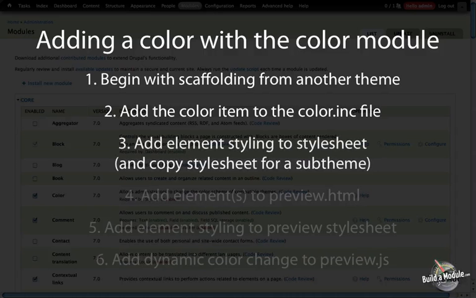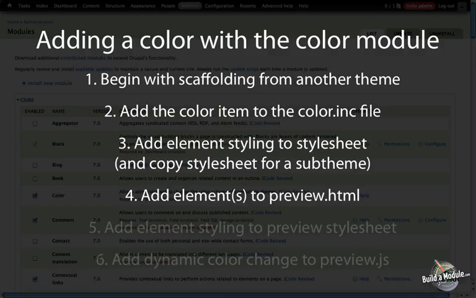Our next step is actually using that color inside of a style sheet that will then get pulled into the color module, churned through, where all of the default colors are replaced with our custom colors, and then output to a new CSS file inside of our files directory.